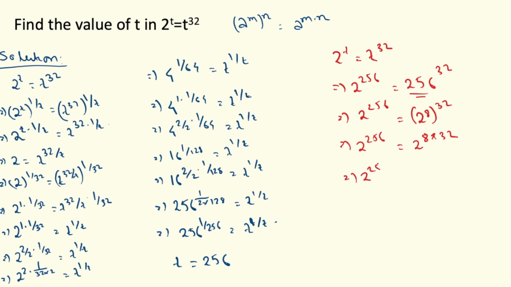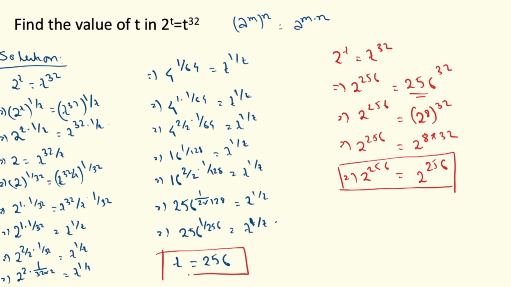So 2 to the power 256 equals 2 to the power 8 into 32, and 8 into 32 is 256. Here you can see that LHS is equal to RHS. This proves that our solution, t equals 256, is the correct answer for the problem.